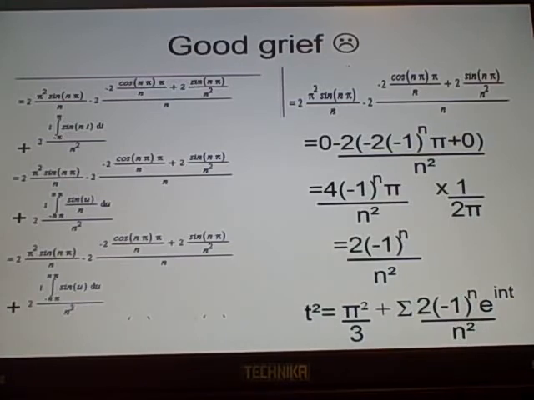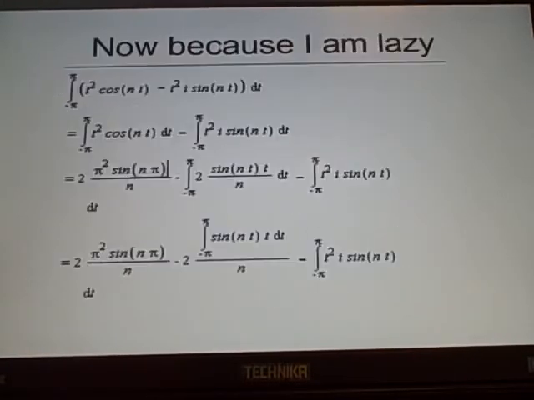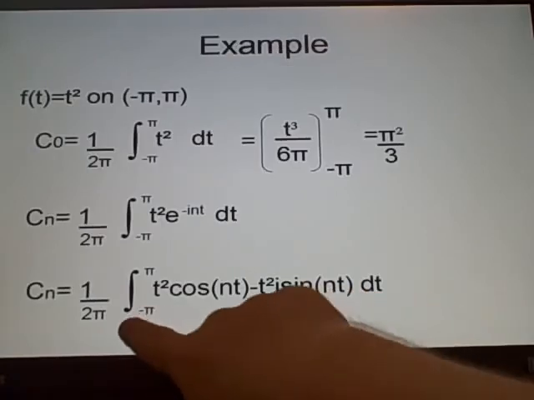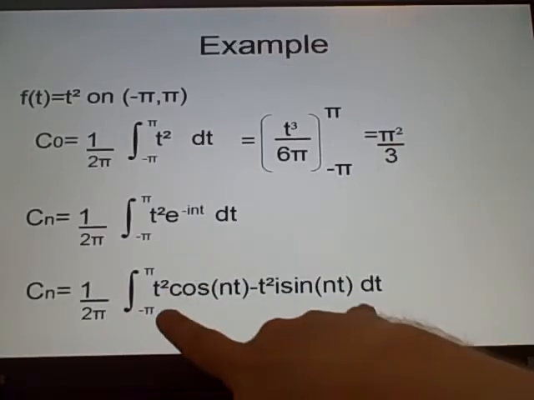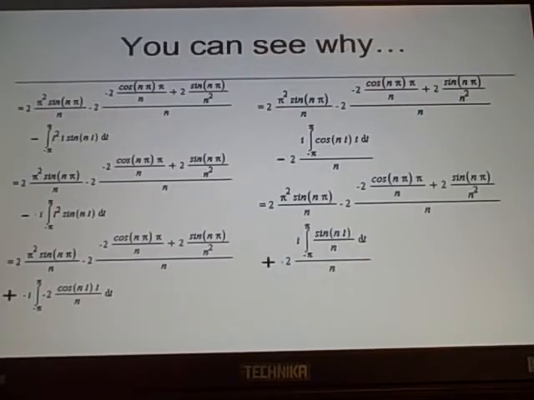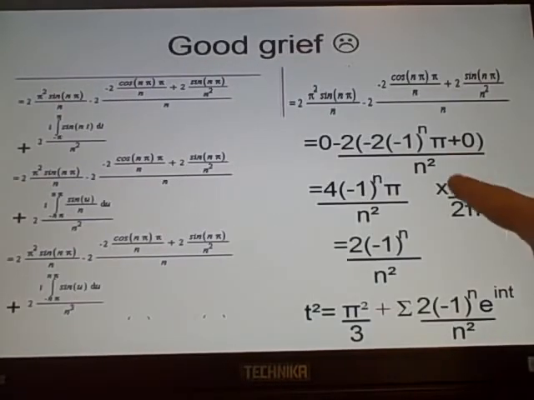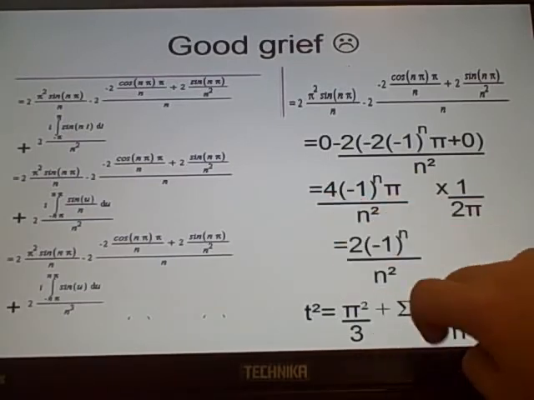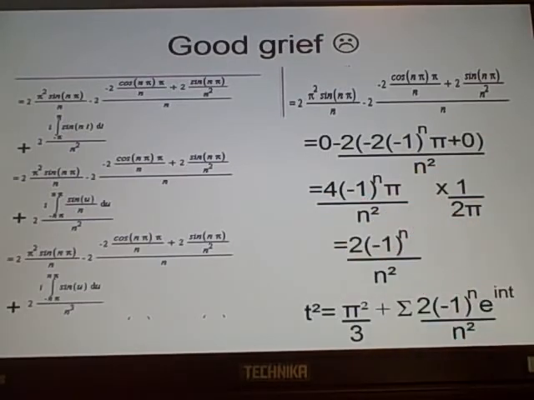Now, going back, this is what I've left out. If I go back to here, I've left out this 1 over 2 pi just because we're solving this. Now you can put it in if you like and solve it that way, but I've just left it to the end. And if we multiply it, then the pi will cancel, the 2 will cancel, and we have 2 times minus 1 to the n over n squared.